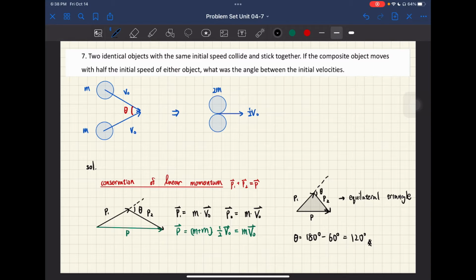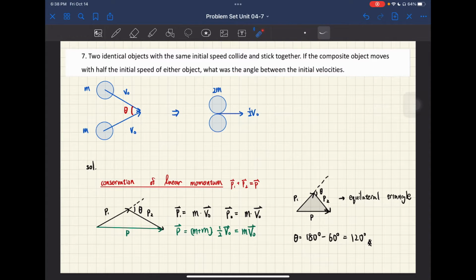First, the question tells us that we had two identical objects with the same initial speed, and they collide with each other and stick together. It also asks: if the composite object moves with half the initial speed of either object, what was the angle between the initial velocities?